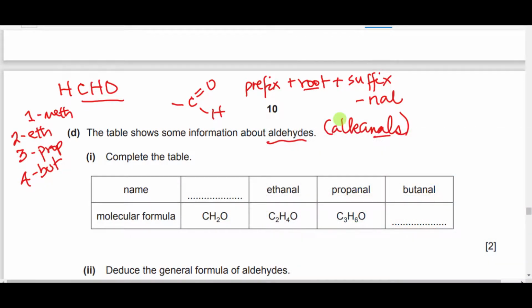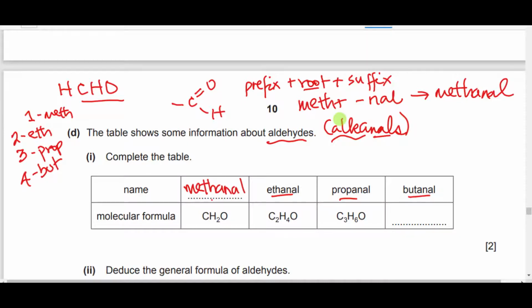So how many carbon atoms do we have here? That's 1. So that's meth, plus "al" will give us methanal. The IUPAC name of the compound is alkanal, so we are going to name them in that format. Now you can even see from the examples given to us here: ethanal, propanal, butanal. So the first member will be methanal, right?